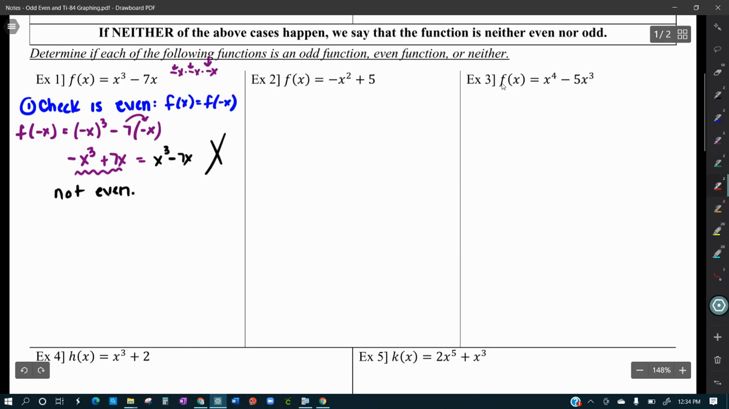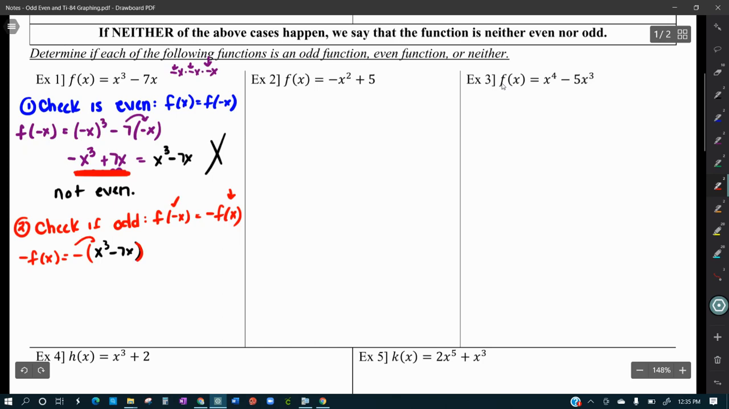Well, now we need to check and see if it's odd. To check if it's odd, we need to see if f of negative x, which we found just a minute ago, is the same as the negative of the entire function. We have this one already, the negative x to the third plus 7x from the top. We need this one. So let's figure out what negative f of x actually is. This means we're going to put a negative around the entire original function and see if we end up with the same thing we had above.